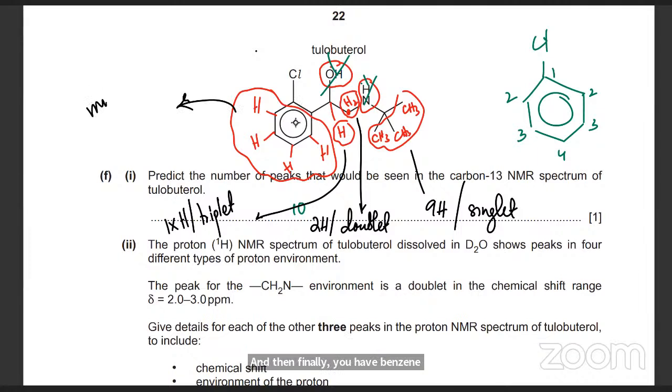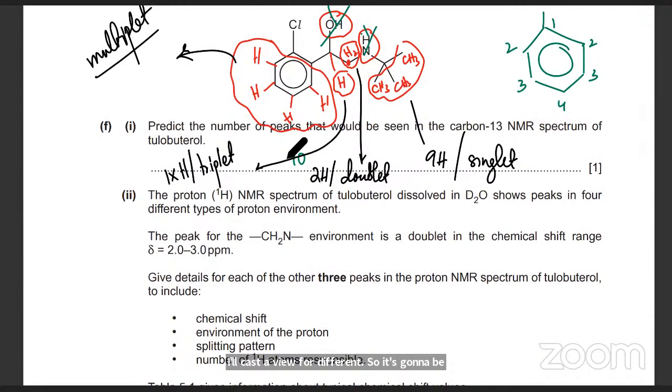Benzene is going to be a multiplet. Benzene is usually a multiplet because there is always a slight difference in the environments. So that's what the splitting pattern is going to be.